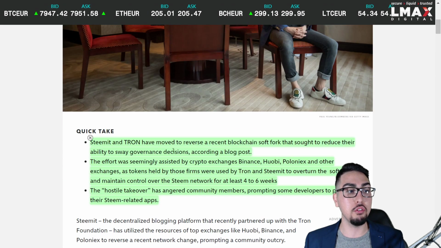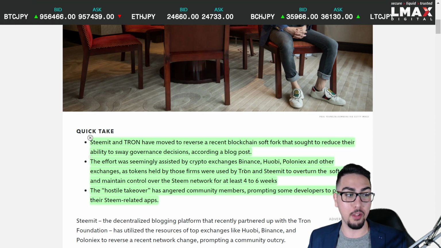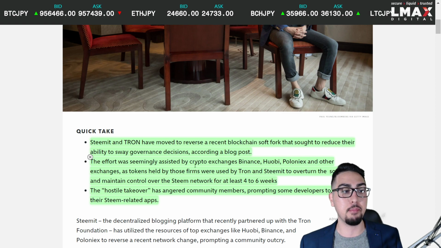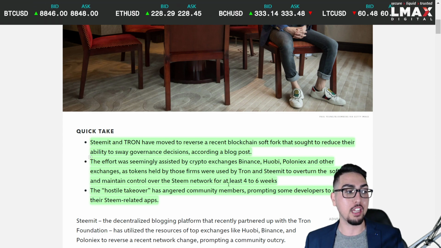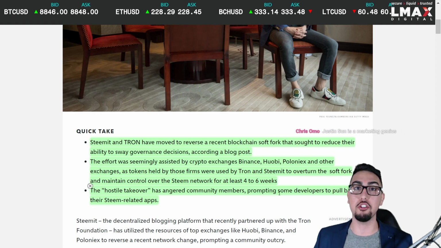Steem and Tron have moved to reverse a recent blockchain software that sought to reduce their ability to sway governance decisions, according to a blog post. The effort was seemingly assisted by crypto exchanges Binance, Huobi, Poloniex, and other exchanges, as tokens held by those firms were used by Tron and Steem to overturn the soft fork and maintain control over the Steem network for at least 4 to 6 weeks. The hostile takeover has angered community members, prompting some developers to pull back their Steem-related apps.